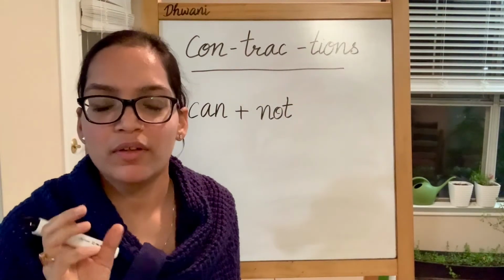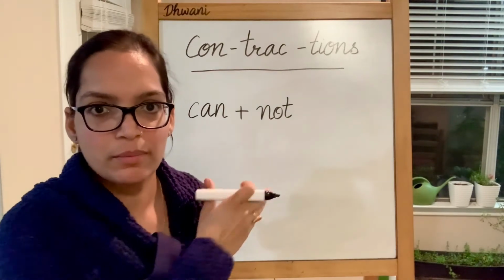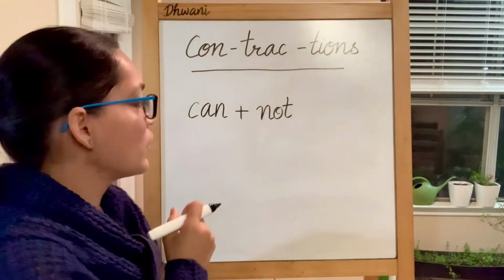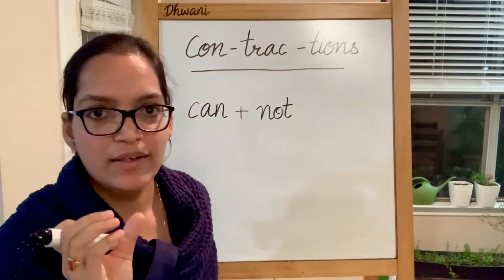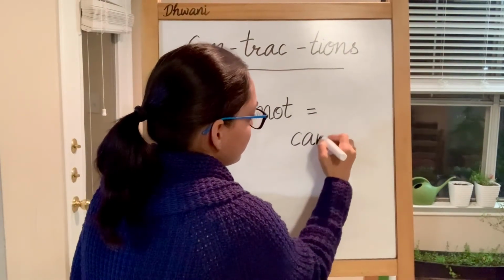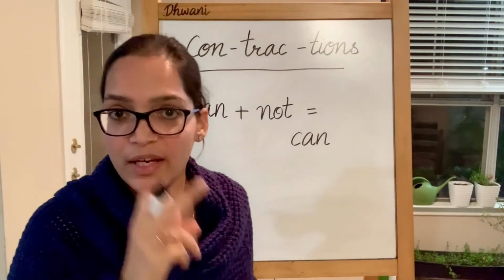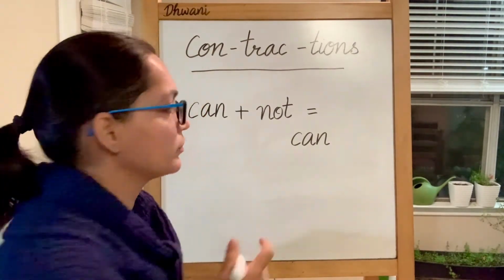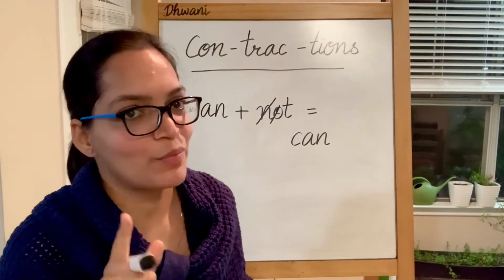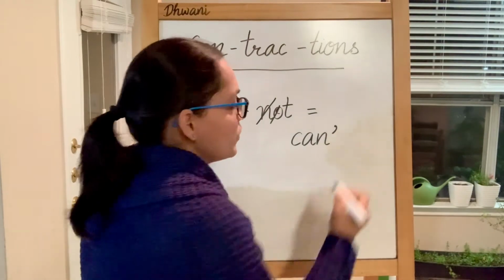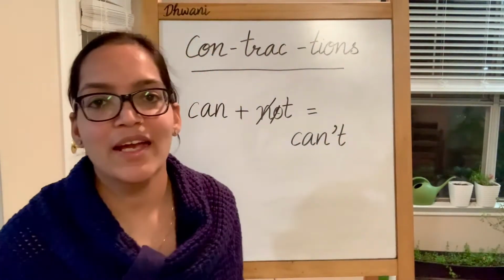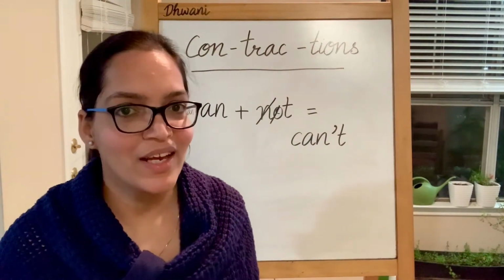Now we saw the contracted form of words in the beginning. Let's see how two words are made into one when we have not. So I write can as it is, and take away N and O from my not. So I take away this, and I'm going to put an apostrophe and then write T, not to forget the T. So this is can't. Cannot turns into can't.